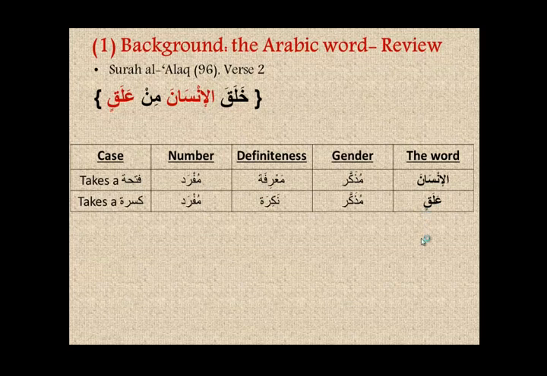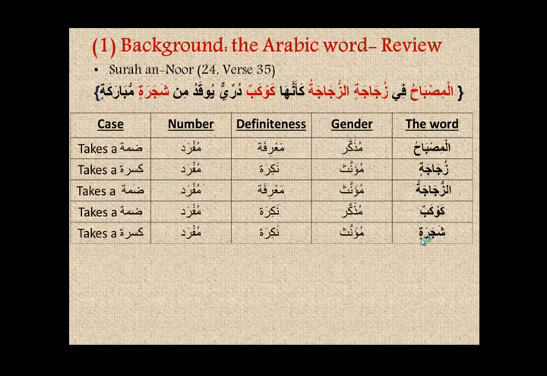Let's take a look at a second example. This is a segment taken from the middle of verse 35 in Surah An-Nur. Let's focus on the words highlighted here. Al-misbahu zujajatin, az-zujajatu kawkabun, and shajaratin. Al-misbahu, we hear the al, we know it is ma'rifah. The word is mudhakkar, mufrad, and takes a dhamma.